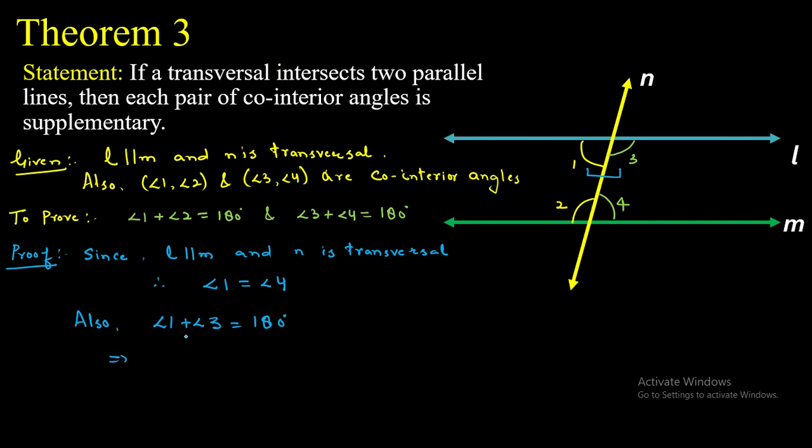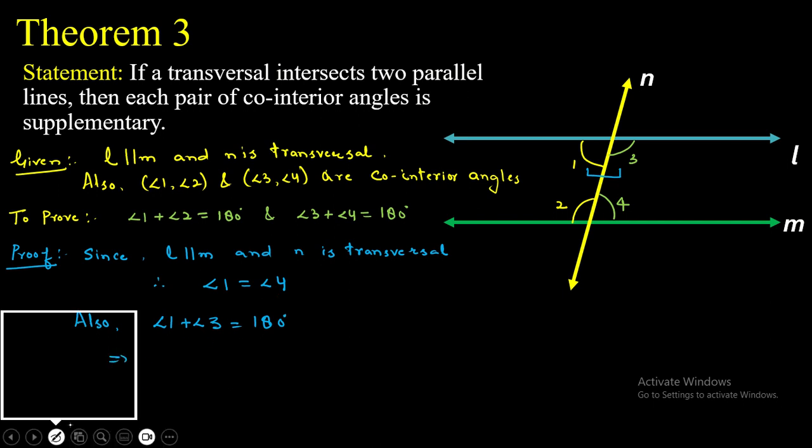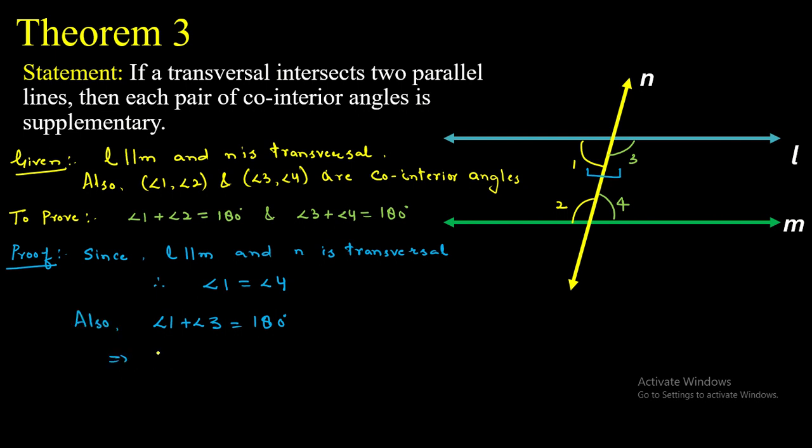So instead of angle 1 we can write angle 4. So it is angle 1 plus angle 3 is 180. Instead of angle 1 we can write angle 4 plus angle 3 is equal to 180 degrees. So we proved that the co-interior angles are supplementary.